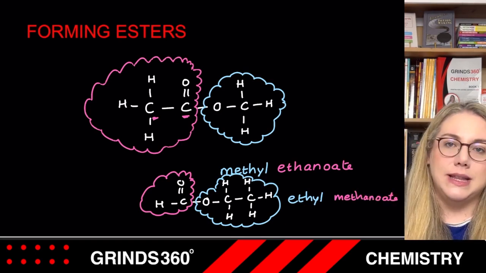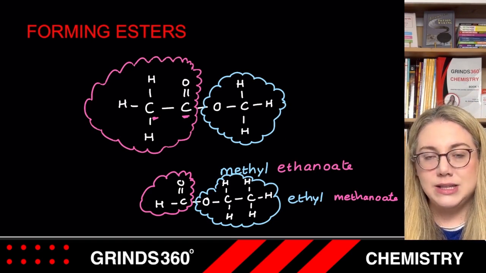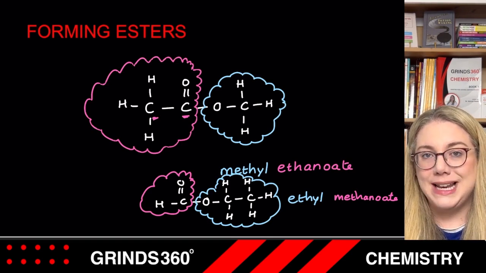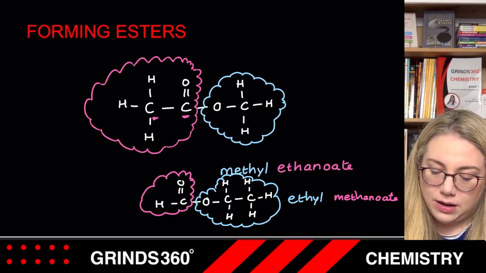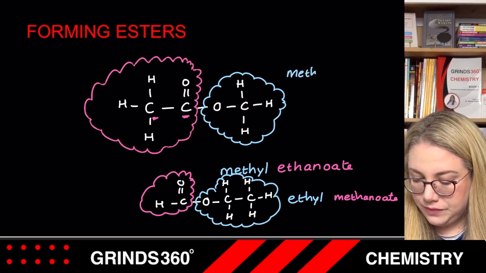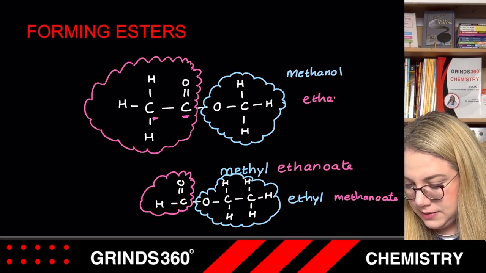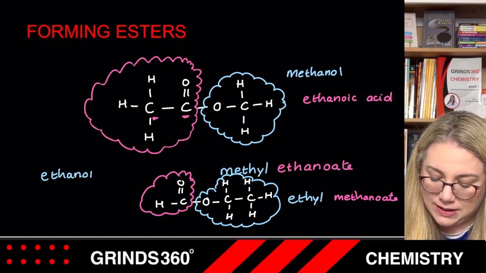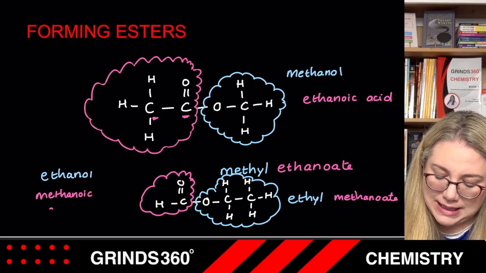Those 2 molecules, they are structural isomers. They have the same number of carbons, hydrogens, and oxygens, but they are arranged differently. They will also be formed from different carboxylic acids and different alcohols. From methyl ethanoate, the alcohol will be methanol, and the carboxylic acid is ethanoic acid. Whereas the diagram at the bottom, that would be formed from ethanol, which is a different alcohol, and methanoic acid, which is a different carboxylic acid.